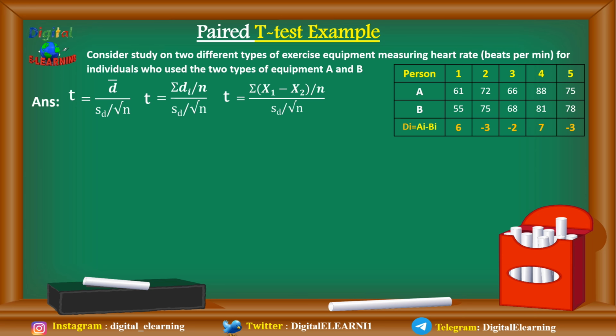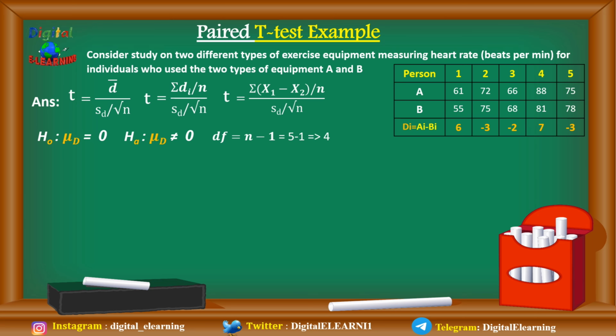And di is calculated as the difference between the readings from machine A and B. For person 1, it is 61 minus 55, which comes to 6. Same for 2, 3, 4, 5. Now, our null hypothesis is that the difference should be 0. There is no difference between the two machines or equipment. The alternate is that there is some difference, it is not equal to 0. We need to test this claim with a paired t-test.